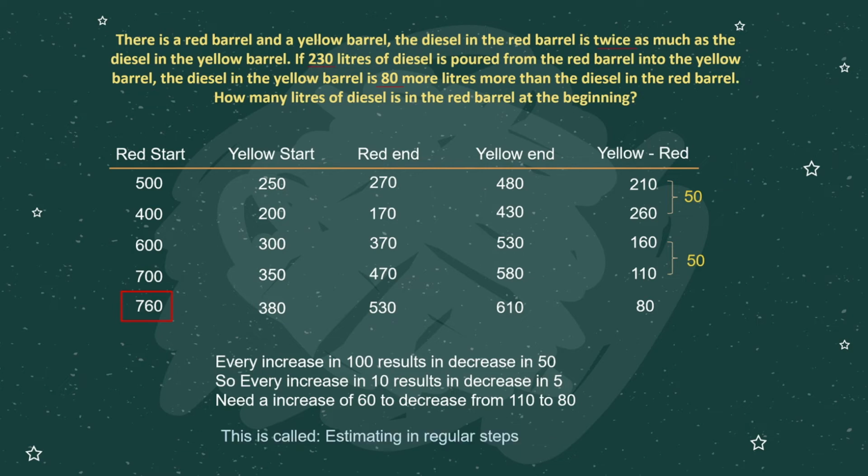We can call this technique of slowly guessing your way to the answer estimating in regular steps. You're changing the steps in a regular way so that you can find some sort of pattern later on. Now, because we're relying on a pattern to form, we need to do quite a few guesses to get to our answer. So in most cases, guessing with tables like this is not the quickest way to get to the answer.